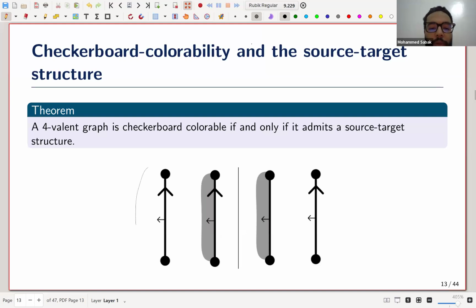So let's say that we have here a source target structure. Then we can assign to it a checkerboard coloring by putting the checkerboard coloring at the left of the oriented edge. And conversely, if we have a checkerboard coloring, then we can convey that the source target structure is chosen so that the checkerboard coloring comes at the left of each oriented edge.